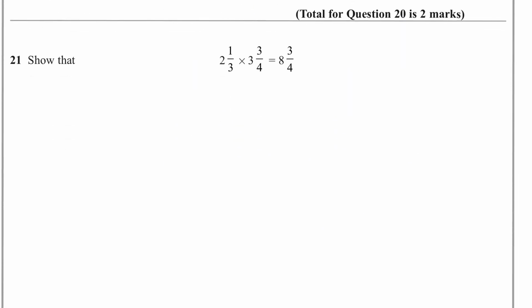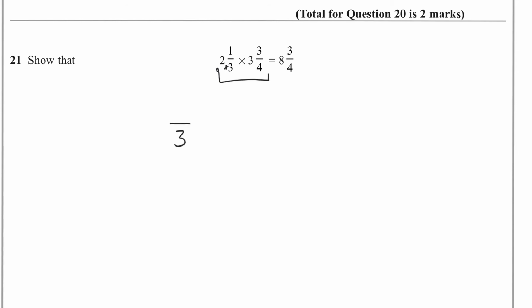Then it wants us to show that this is equal to this. So first thing we're going to do is change our fractions into top heavy fractions. Remember, when we're changing mixed numbers into top heavy fractions, you times the whole number by the denominator and plus the numerator, to give us the actual numerator. The denominator is not going to change.